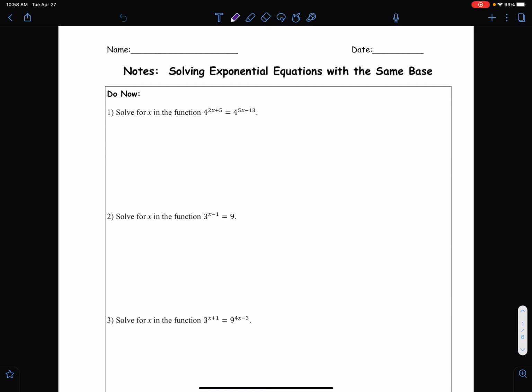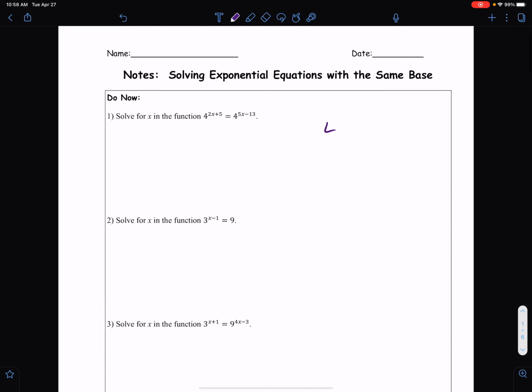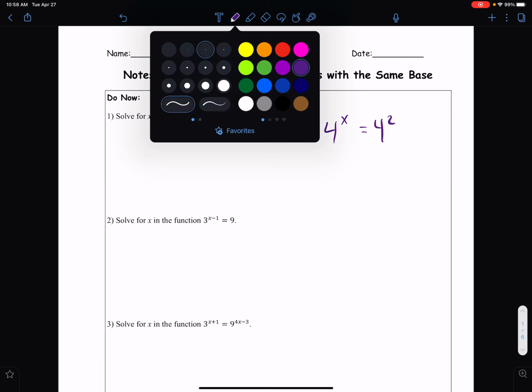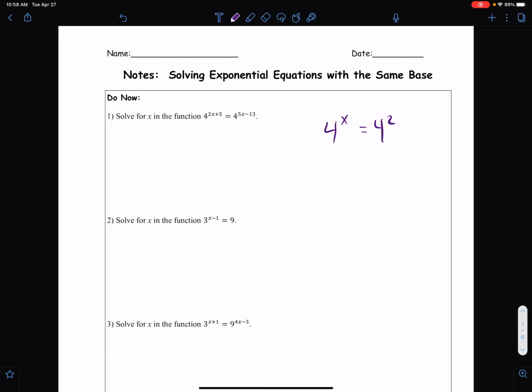So if I look at number 1, we have 4 to the 2x plus 5 equals 4 to the 5x minus 13. If you think about it in simpler terms, if I have 4 to the x equals 4 squared, what does x need to equal? Well, x has to equal 2, because if 4 to the x equals 4 to the second, then our exponents have to be equal to each other. And that's going to be the logic we're going to do pretty much for the whole day today.